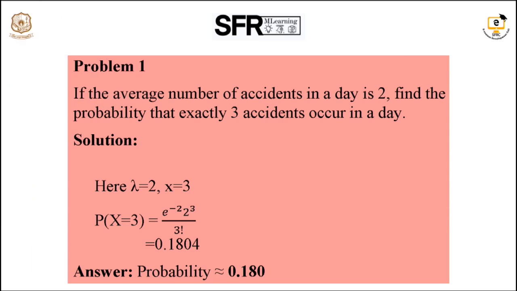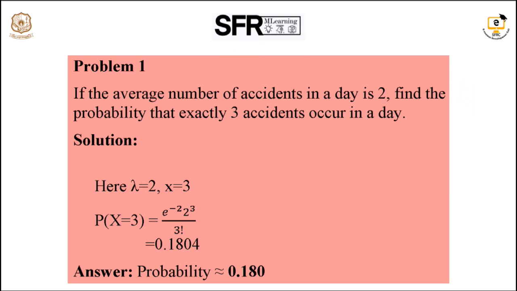Now we illustrate the Poisson distribution with some simple examples. Problem 1: if the average number of accidents in a day is 2, find the probability that exactly 3 accidents occur in a day. So here lambda equals 2 and x equals 3. That is, the number of occurrences is 2, and we have to find exactly 3 accidents occurring in a day. So x equals 3.